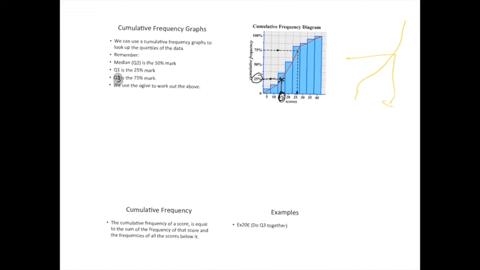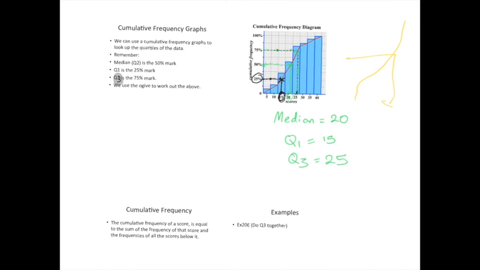So if I want to find the median, here is the median. I go across, I hit my line here, go down. Oh, look, I'm in the 20 column, therefore my median is 20. Does that make sense? The median is 20. Q1 is 15. And Q3, watch this again. Oh, I'm in 25. So that's how that works.